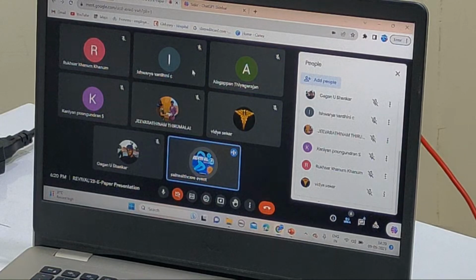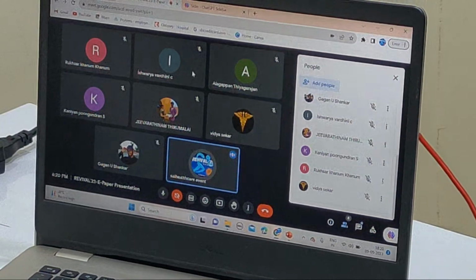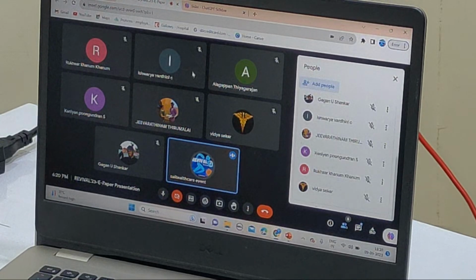Now it's time for the vote of thanks. We have come to the end of our session. It's my pleasure to extend my heartfelt gratitude and appreciation to all of you for gracing us with your presence at this e-paper presentation. I would like to express our heartfelt gratitude to our esteemed judges of this event, Dr. Aishwarya Vardhani ma'am and Dr. Aragappan sir, for your valuable insights and expert knowledge sharing in this field. Next, I would also like to thank each and every participant who presented their papers today. Each presentation was unique and enlightening, showcasing the diversity and depth of knowledge in our noble field of physiotherapy.